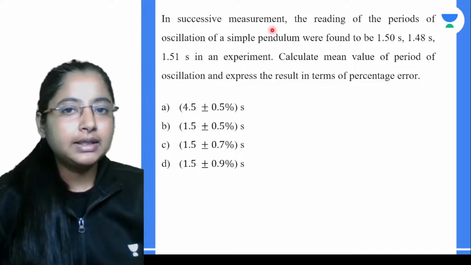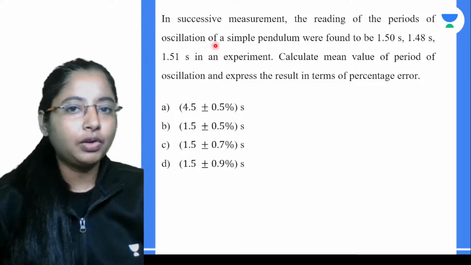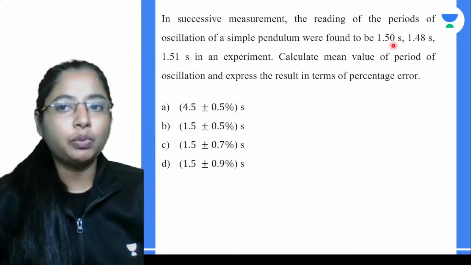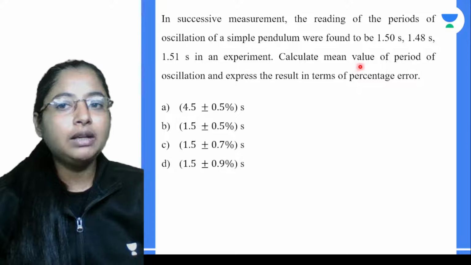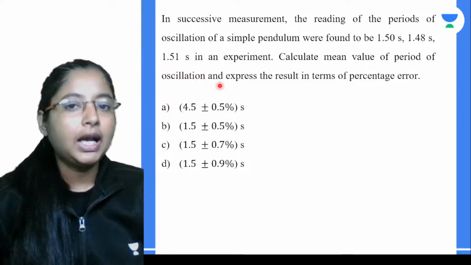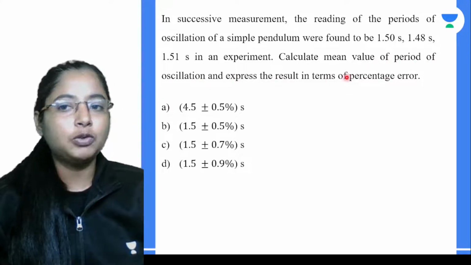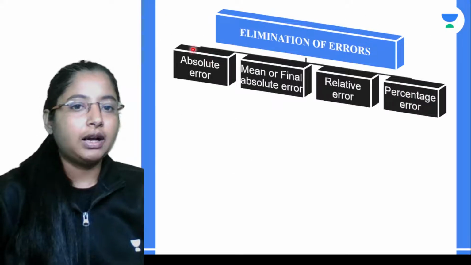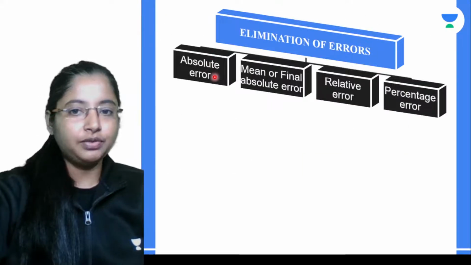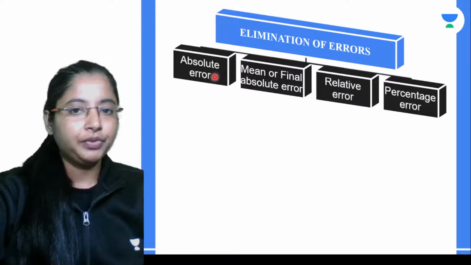So in successive experiments, the readings of the period of oscillation of a simple pendulum were found to be 1.50 seconds, 1.48 seconds, 1.51 seconds. We want to calculate the mean value of the period of oscillation and express the result in terms of percentage error, which means first we have to find the mean value, okay?